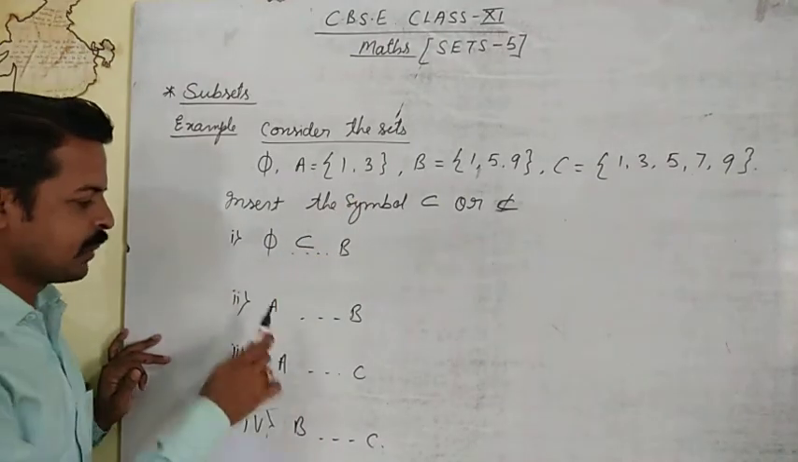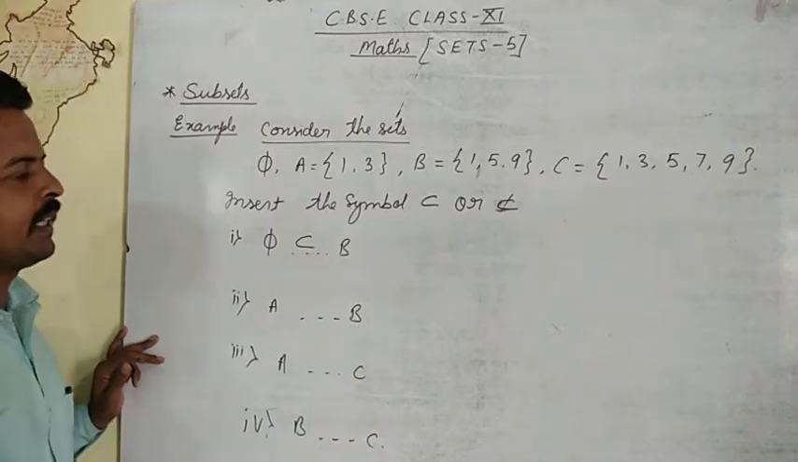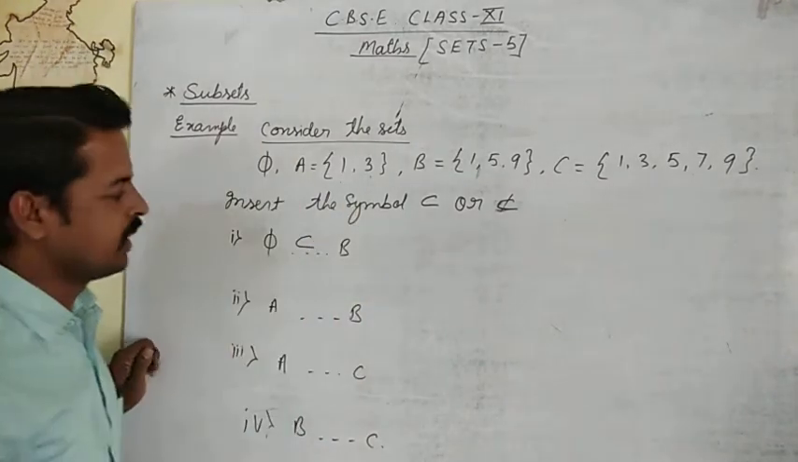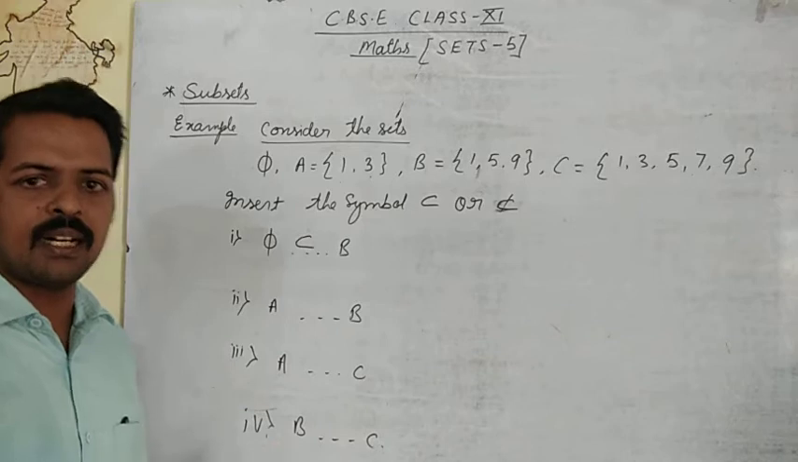Now think about set A and set B. Set A has elements 1, 3. Now we have to check whether 1, 3 both are there in B or not.